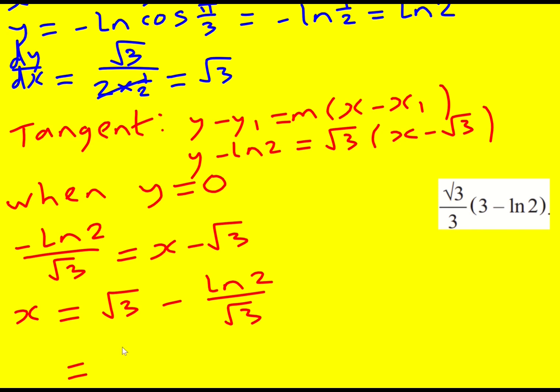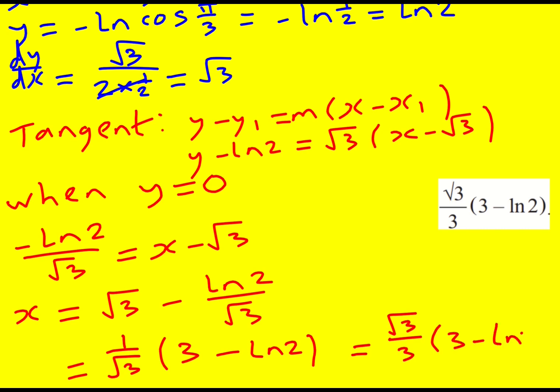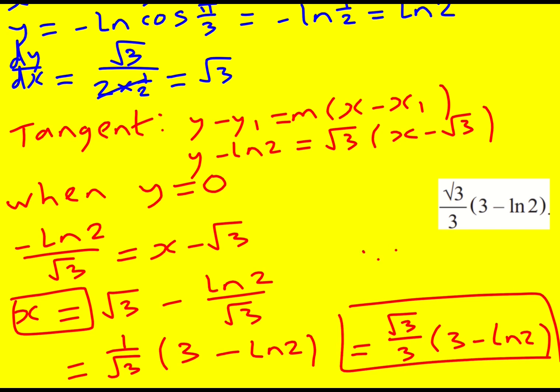And we're nearly there. What we can do is factorize out 1 over root 3. I do that because I can see that if I then times this by root 3 inside the bracket, that will work, and I'll get my ln 2 over here. Now we can rationalize the denominator, times top and bottom by root 3, so it's going to be root 3 over 3 times 3 minus ln 2, which is what we needed. So just a little bit of manipulation to make sure we get to the required answer. Good start.